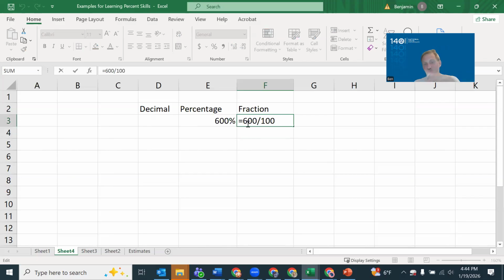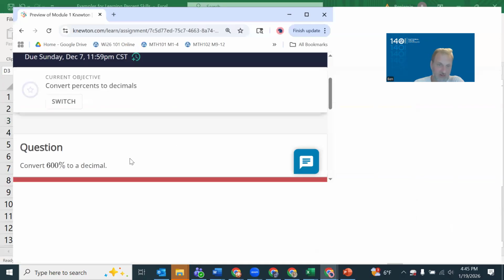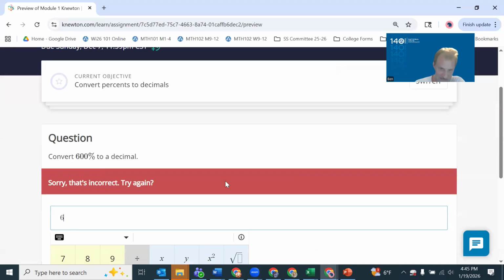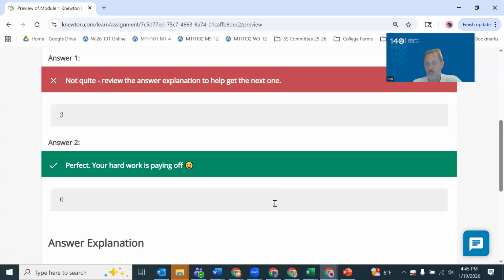Now, it's not showing that because when you reduce 600 divided by 100, it would reduce all the way down to 6 over 1, which is just 6. So the decimal and the fraction are almost identical here. It's asking for the decimal, so I'm going to bring this back and say, oh, no, sorry, the answer is not 3, it's 6. And then I get, yay, I got it right.